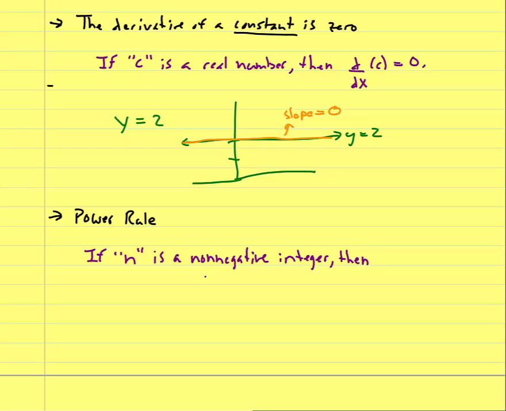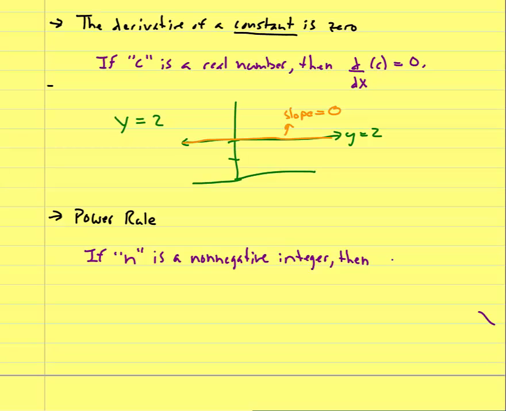Now non-negative means it could be 0 or it could be positive. Eventually we'll extend this rule to negative integers as well, and even to rational numbers, and then finally we can actually get up to rational powers as well. But for now, we're just going to look at non-negative integers.